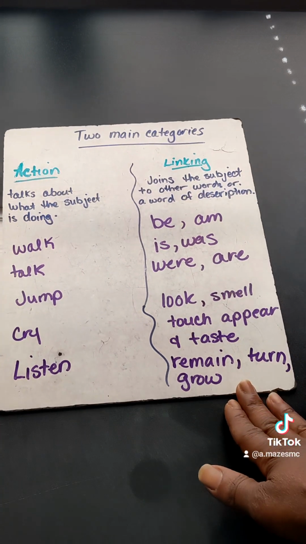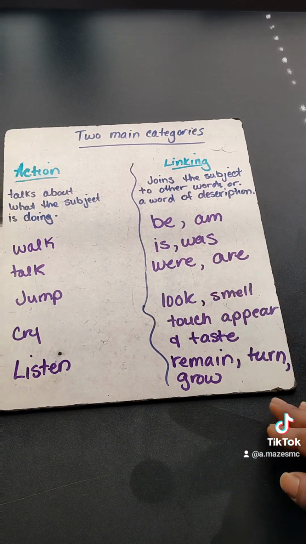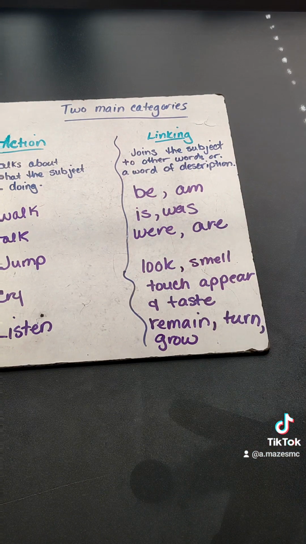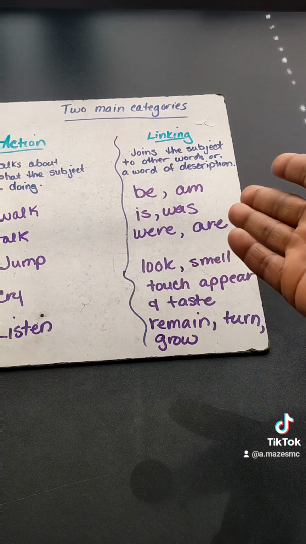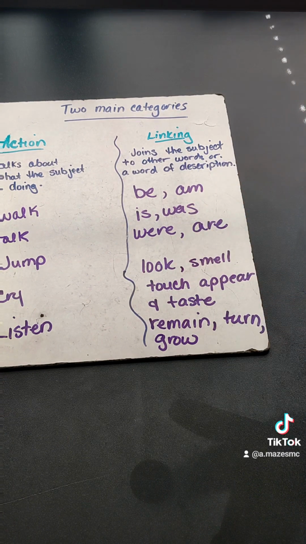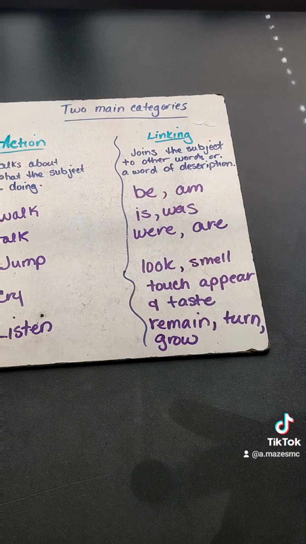Then you got words like look, smell, touch, appear, taste, remain, turn, grow, right? So again, as you see, be, am, is, was, were, and are, they're also finite verbs as well. They serve both. Now this word, let me give you an example. So touch. He will touch the stove.